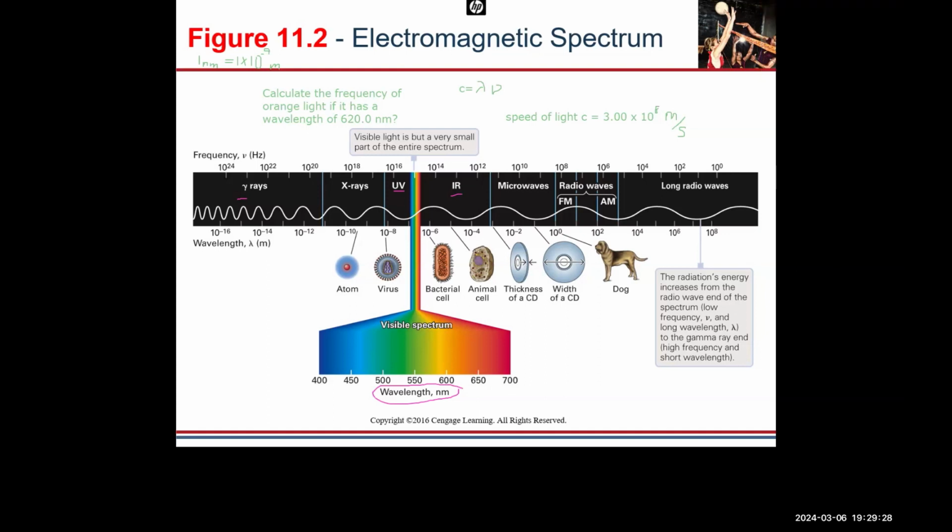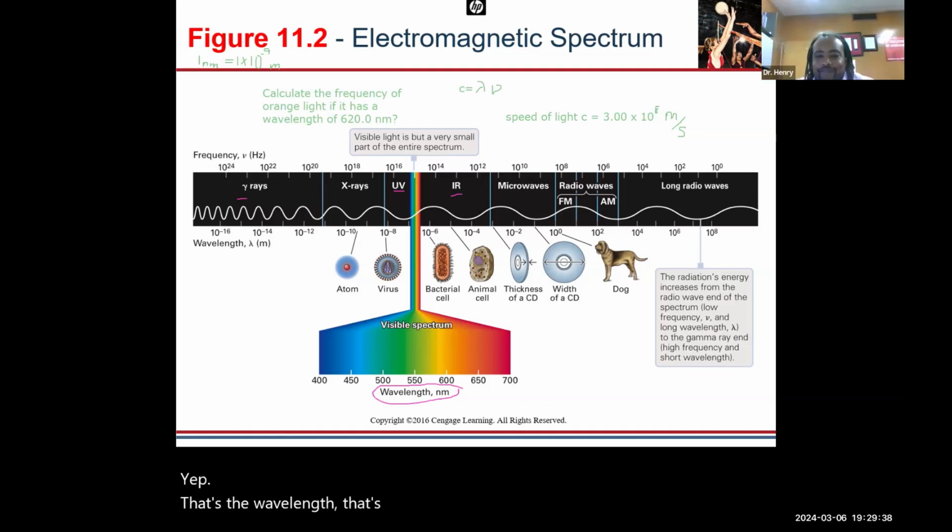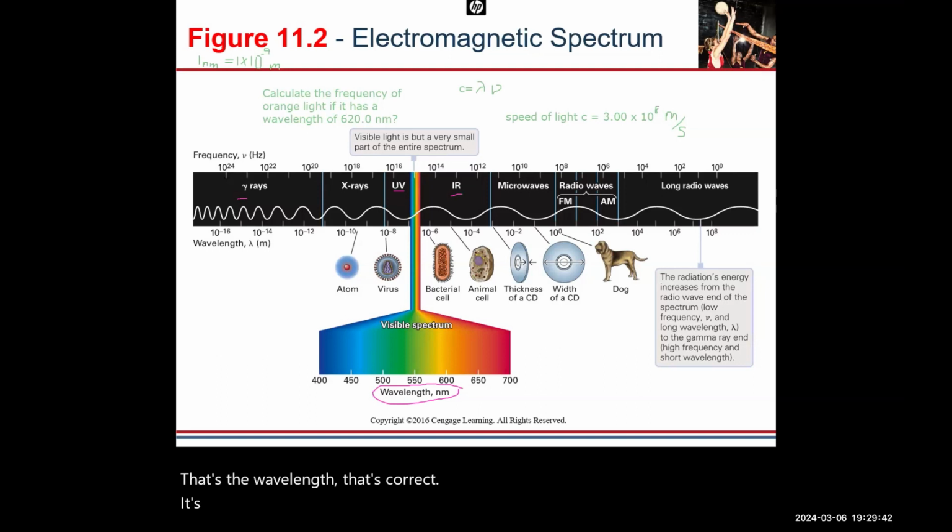Dr. Henry, it's c, so that's the speed of light, right? Yep. Equals, is that lambda? The lambda, that's the wavelength? That's the wavelength. That's correct. Okay, and then what's the other symbol there? It's nu, or frequency. Oh, that's for the frequency. Okay, thank you.